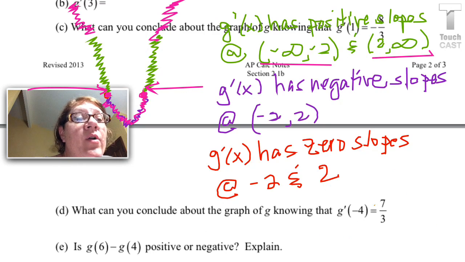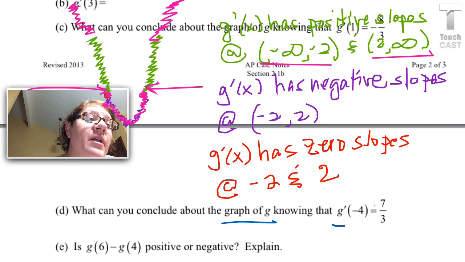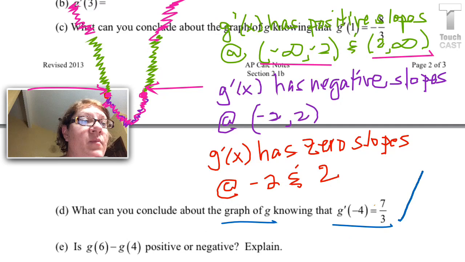And on the next one, what do I know about the graph of the original function g if I know the slope at -4 is positive? Well, if the slope at -4 is positive, then the function would have to be going up to have a positive slope, so I know that g is increasing.